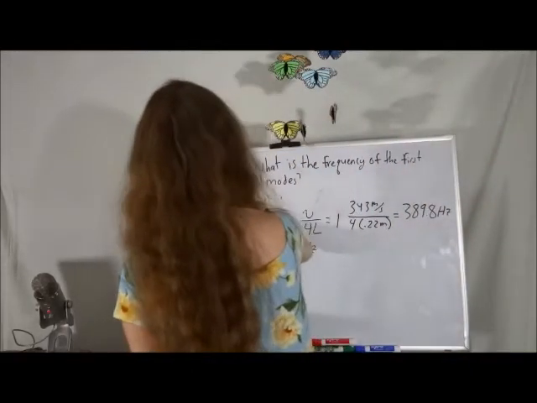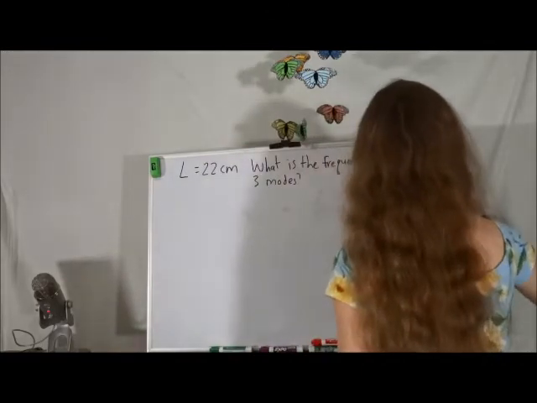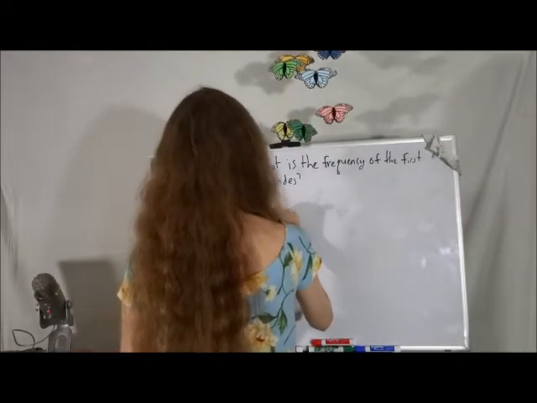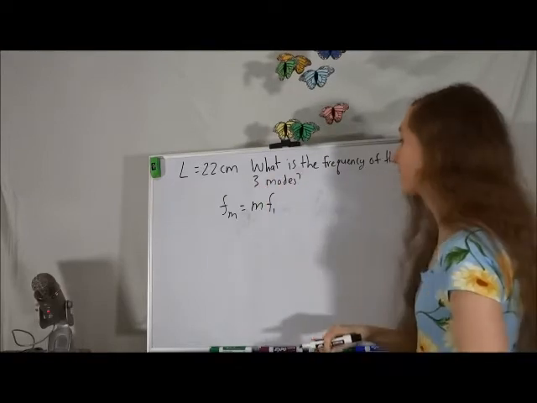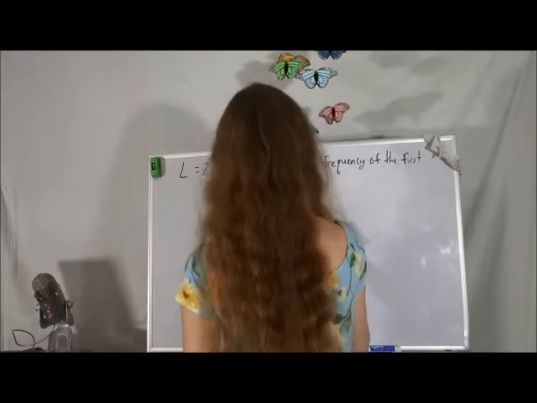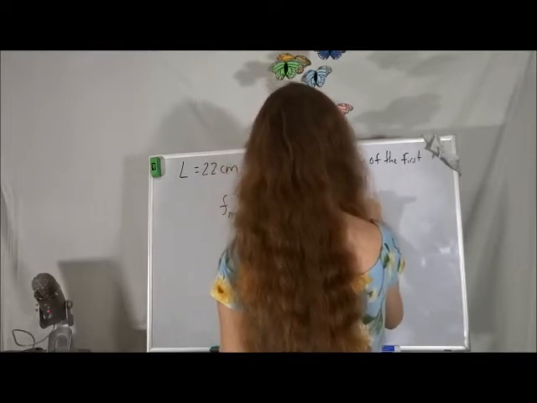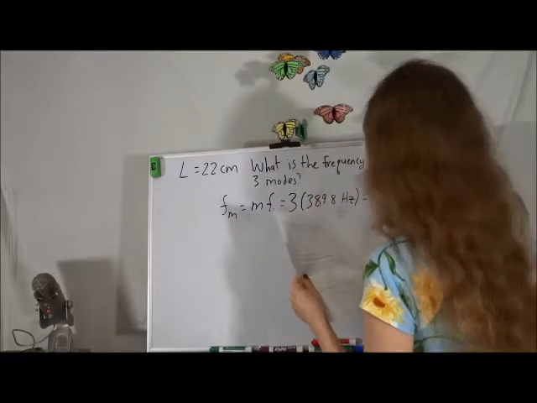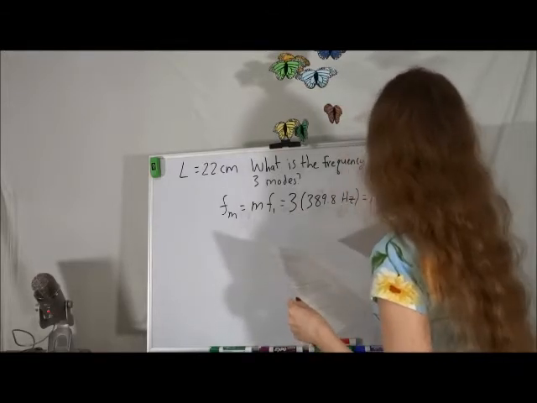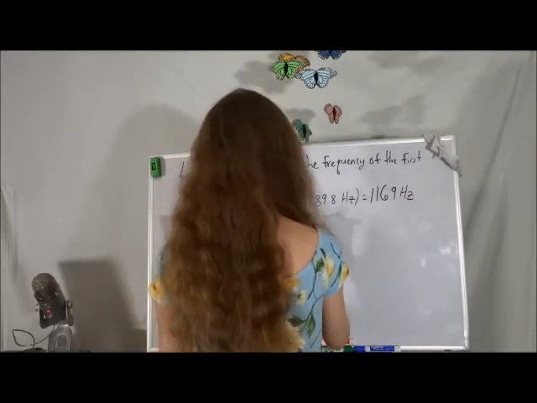All right, so now that we know the first one, we can actually make our lives a little easier. If we recall that f sub m is equal to m times f sub 1, instead of having to plug in v over 4L over and over again, we can just use that number. So our m now is 3, and our f1 we said was 389.8 hertz. Plug this into our calculator and we'll get 1169 hertz. If we round that to 2 sig figs, f sub 3 is equal to 1200 hertz.